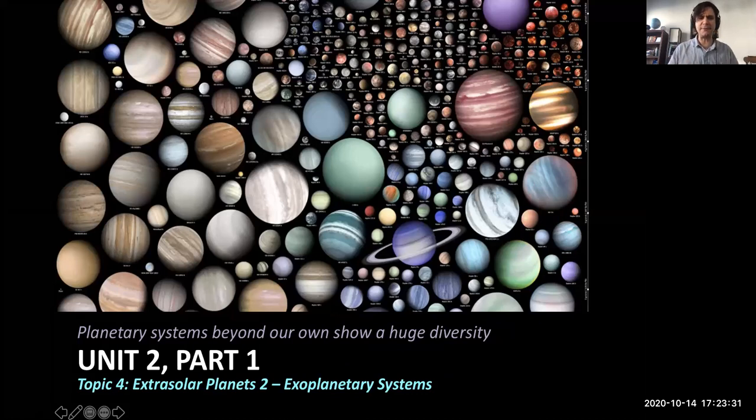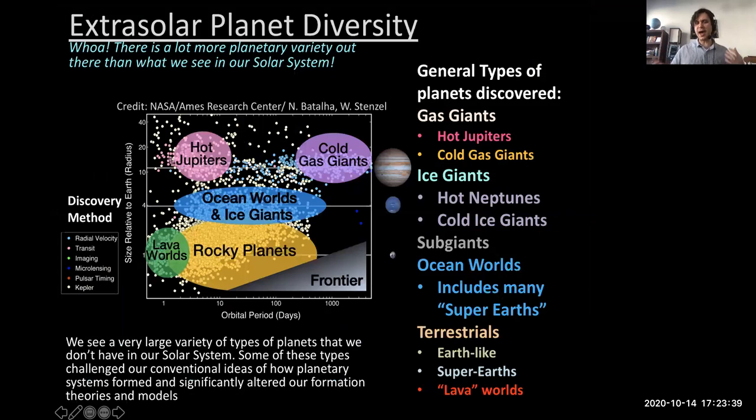This is just a graphic. I wish they'd make an updated one. It's just an artist's impression of a large variety of extrasolar planets that have been discovered to date. But out of everything that's been discovered, and this plot is a little bit old, what it's showing is the orbital period. So this is number of days. Notice it's a logarithmic scale. So 1, 10, 100, 1,000 days. So about three-ish years. And then this is size relative to Earth size. So 1 would be Earth.